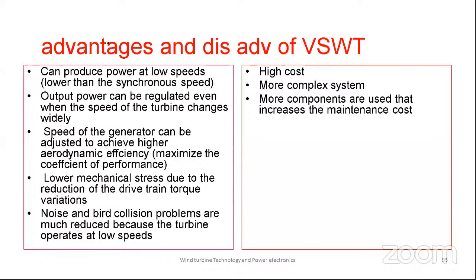The advantages: it can produce power at a low wind speed. Output power can be regulated even when the speed of the turbine changes wildly. The speed of the generator can be adjusted, and there is lower mechanical stress, noise, and fewer bird collision problems. The disadvantages are high cost, a more complex system, and more components that increase the maintenance cost.